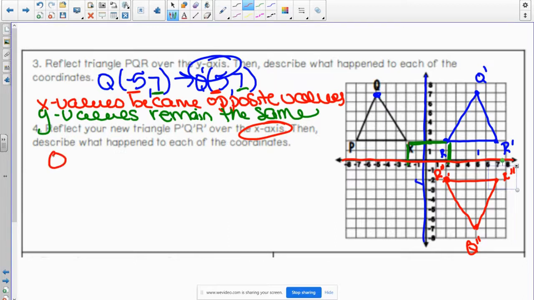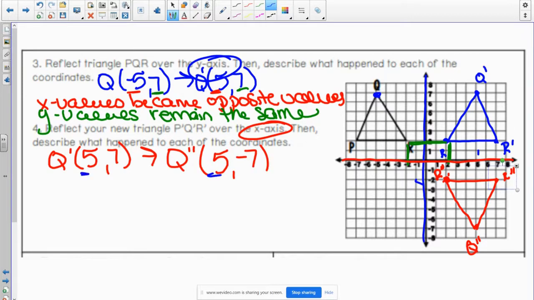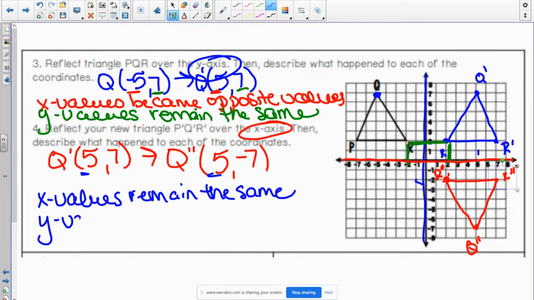So look again, it says what is happening to the coordinates. So if we look at Q prime, which is the point we had there, 5, 7, it changed to, we're going to put double prime there because we've moved it twice, down here to 5, -7. So what happened to the x's? Absolutely nothing. So this time when you go over the x-axis, the x values remain the same, while the y values, let's check those out. So 7 to -7 become their opposite values.